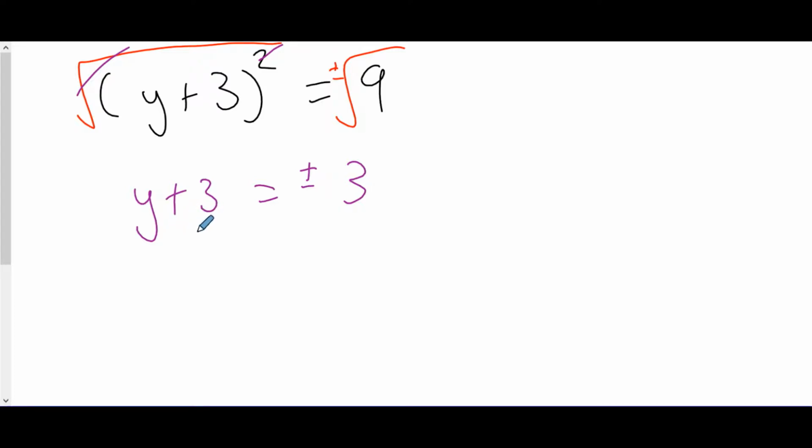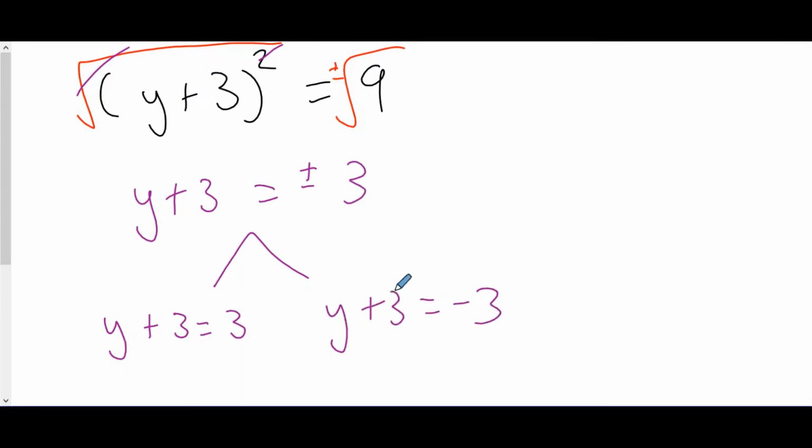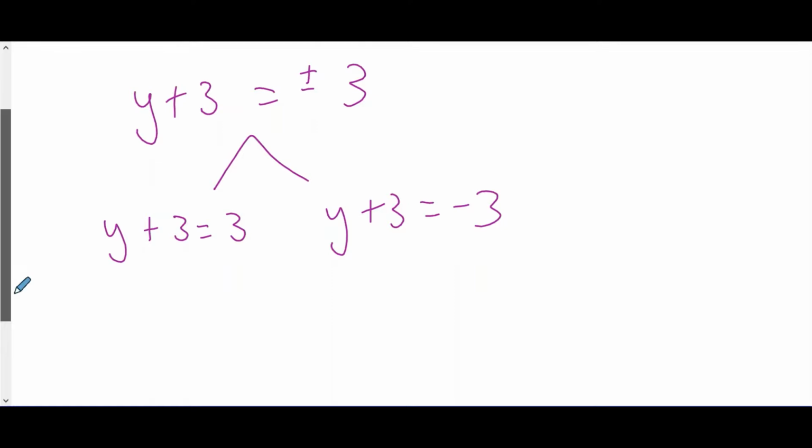And I would say, okay, let's subtract 3 on both sides, but how do I do plus or minus 3 minus 3? Because this is really two different numbers. Well, because I'm not done, I'm going to split this into two separate problems. I have y plus 3 equals positive 3, and also y plus 3 equals a negative 3. And then I'm going to solve both of those.